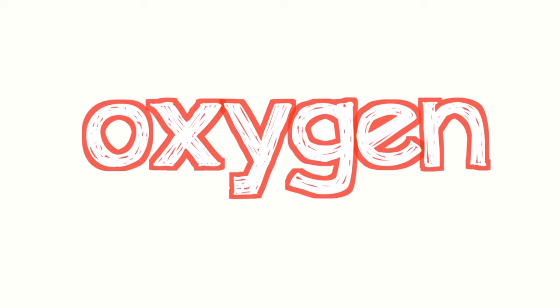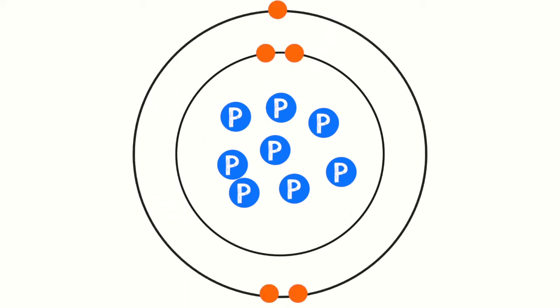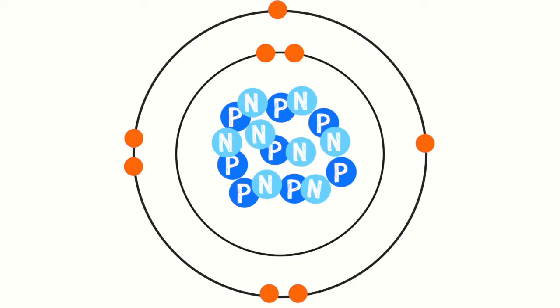Now let's go a little deeper into something that we breathe every day, an oxygen atom. Oxygen has 8 protons and 8 electrons, making it the 8th on the periodic table. The protons have a positive charge, while the electrons have a negative charge. There are also neutrons in an oxygen atom. These do not affect the overall charge as they are neutral, but they do affect the weight of the oxygen atom.